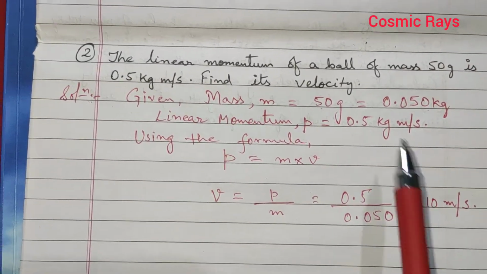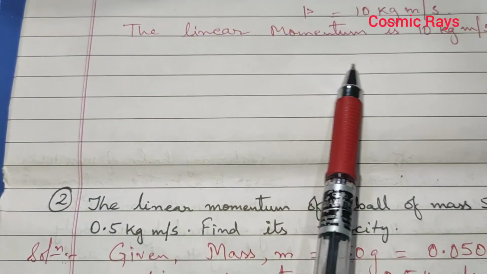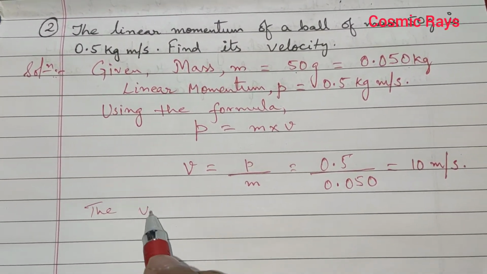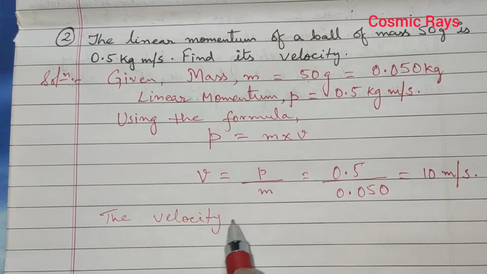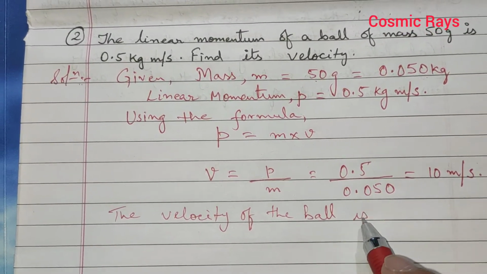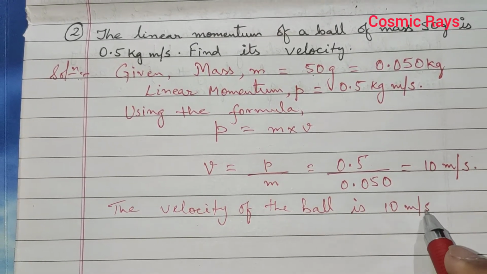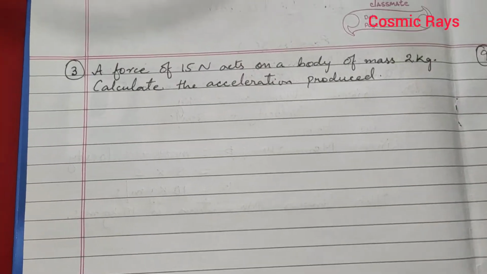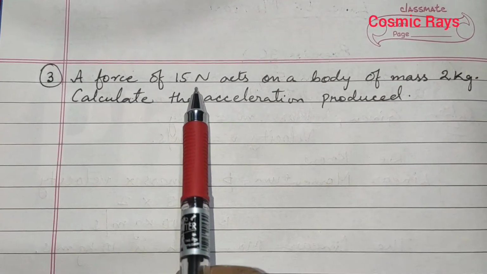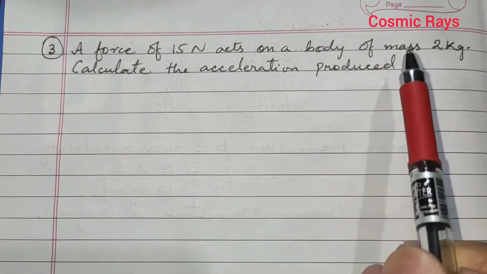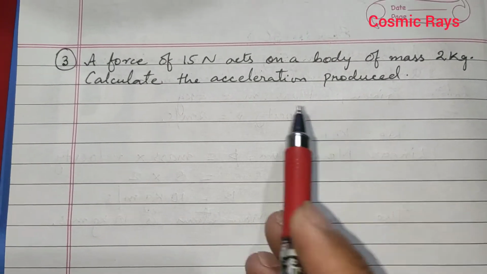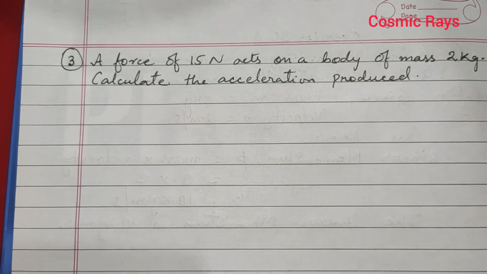So again you will be writing the final statement, that the velocity of the ball is 10 meter per second. Now we go to the next question, that is question number 3, which says a force of 15 Newton acts on a body of mass 2 kg. Calculate the acceleration produced. So here again we will write the given things.